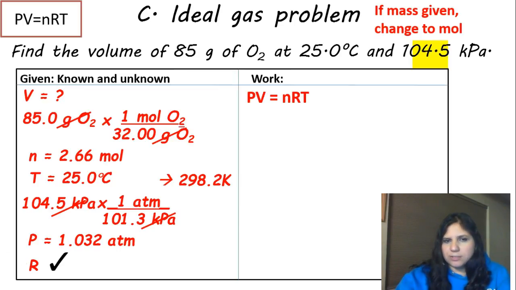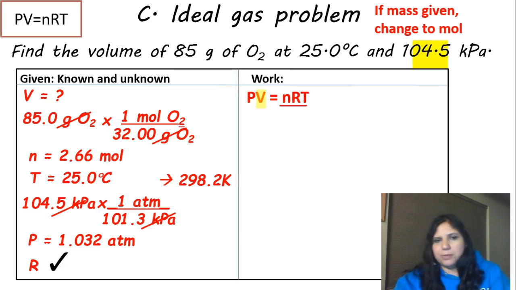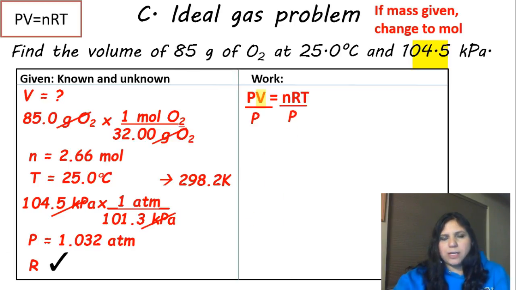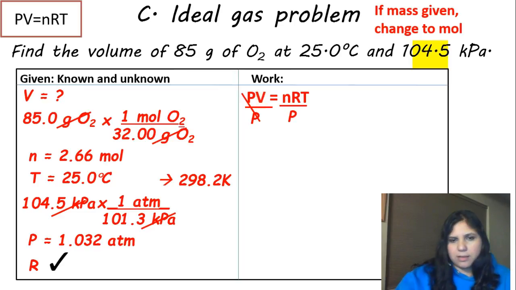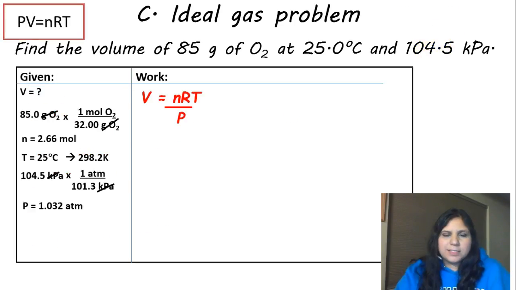So don't just plug stuff in. I'm going to solve for volume, which means I need to divide both sides by what's being multiplied by volume, which is pressure. And so my equation just becomes volume is equal to n times R times T over P. Now we can just plug stuff into the equation that we have made.